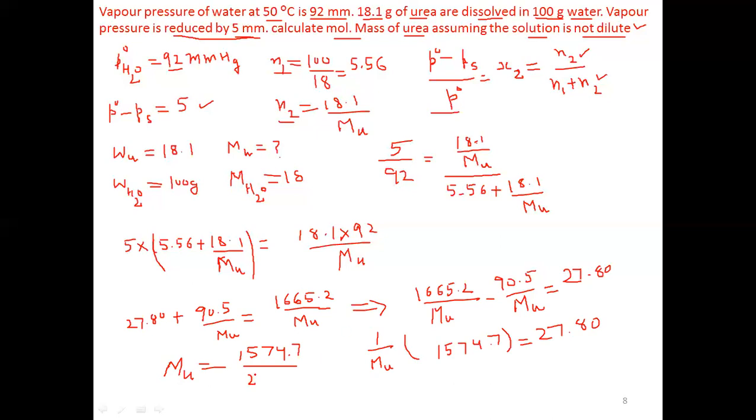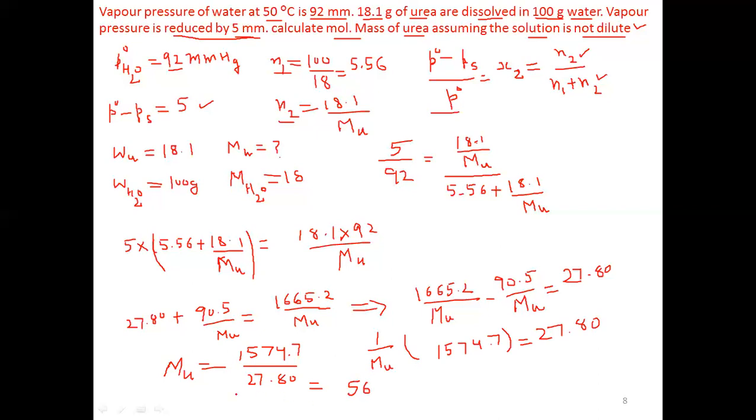So it is 27.8. If you solve this, 1574.7 divided by 27.80, it comes out to be 56.6. So it is very close.